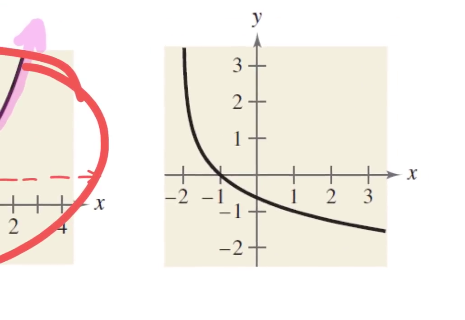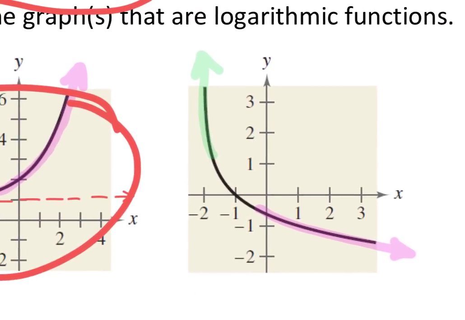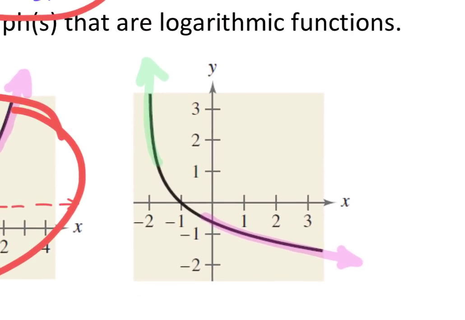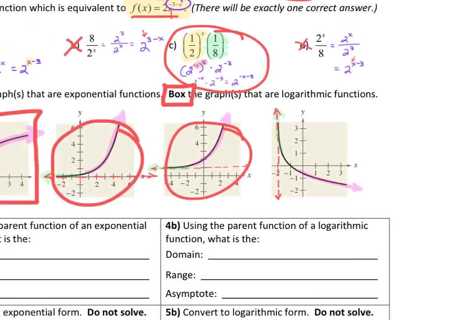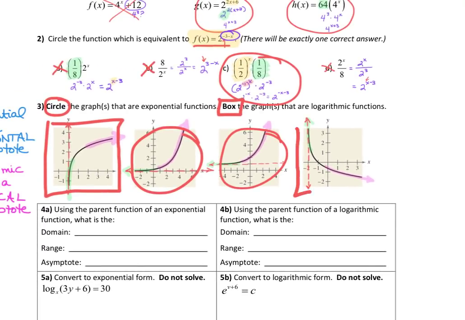And then over here, to me, it looks like this end of the graph continues to go slightly down, and this end of the graph kind of straightens out. And so I would put the asymptote for this graph right about here. And because it's a vertical asymptote, I would put a box around that as a logarithmic function.